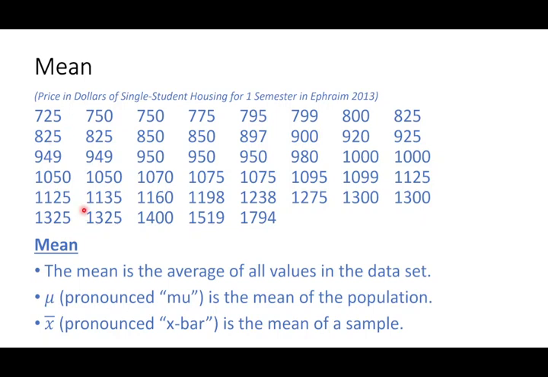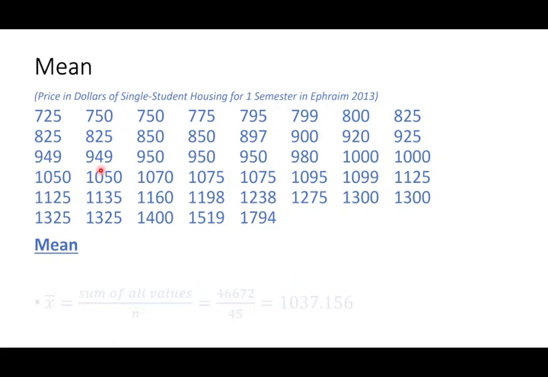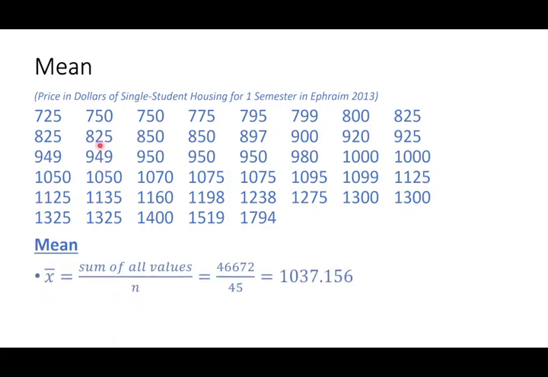In this case, this is sample data. We don't have the price in dollars of every single apartment that year. We just have some. So it's a sample. And to find the mean manually, we would just add up all the values and divide by the number of values, n, which is also the sample size.